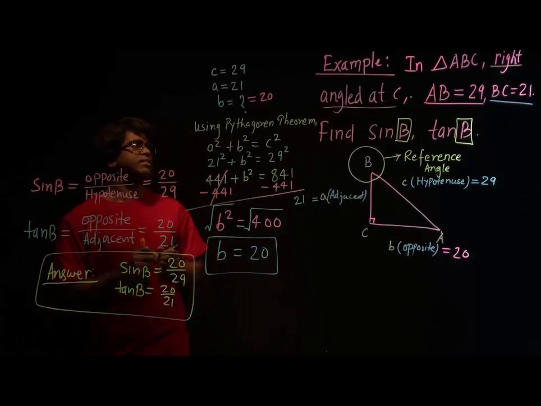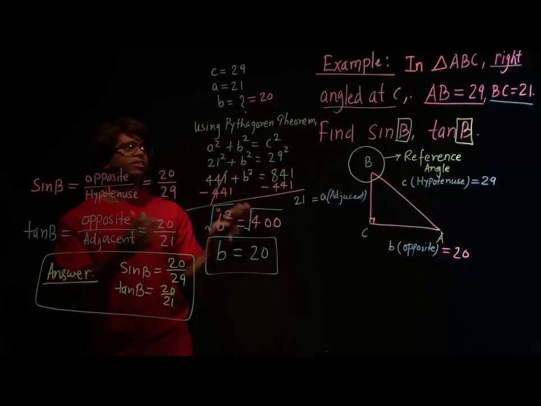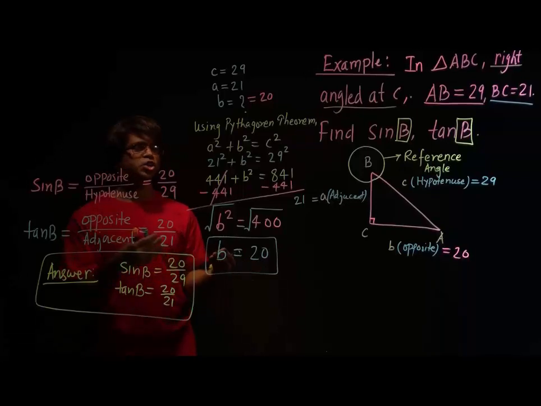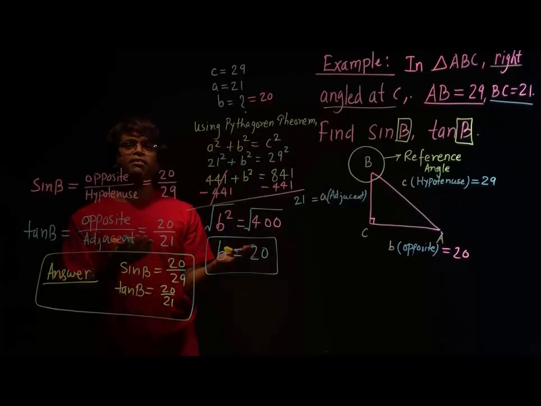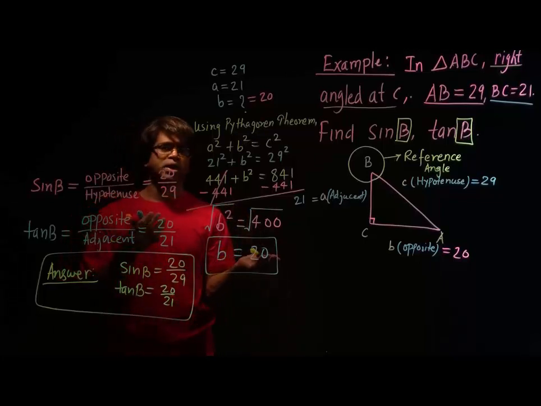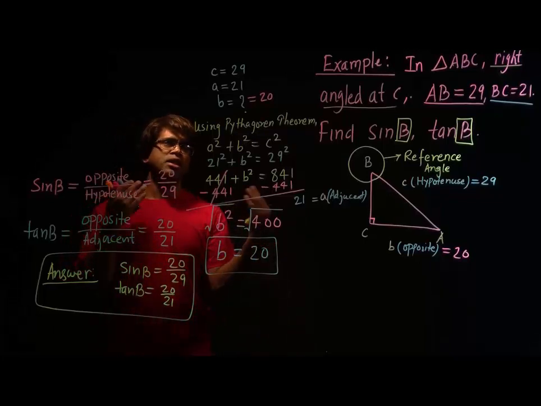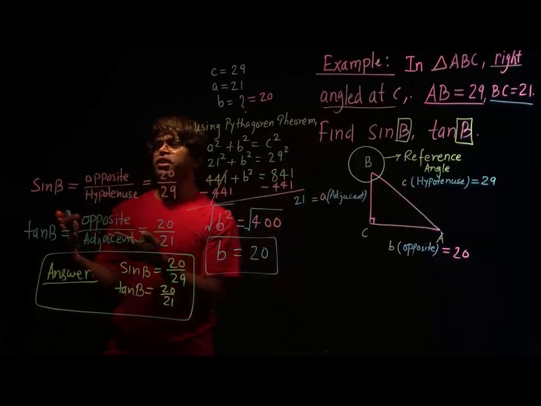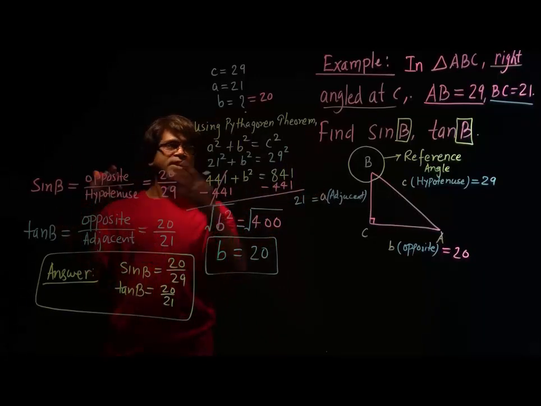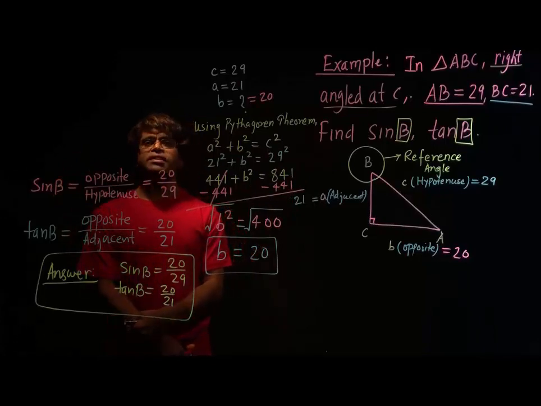So, as you can see, if I have some information given for a given right triangle, we can use the Pythagorean theorem to find the value of the unknown side of the triangle, and then we can follow the question and find whatever is not given. And this is how we solve these kinds of questions.